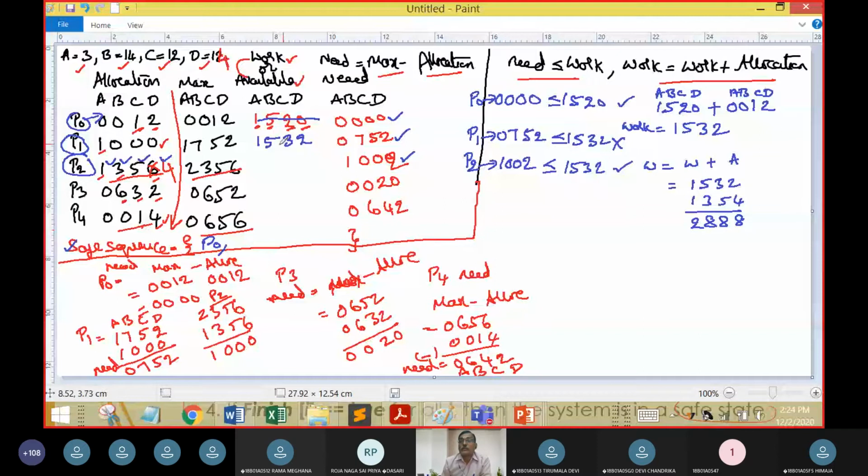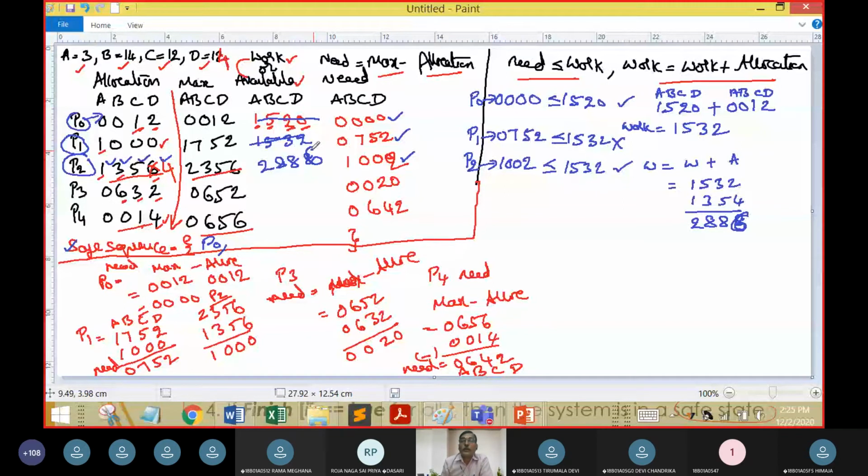So work is equal to work plus allocation. So 1, 5, 3, 2. So this is 6 here, right? 4 plus 2 is 6. So I'm going to assign it as 6 here. So 2, 8, 8 and 6. Okay, next we can move to the next process. So now we have put this P2 in the safe state.